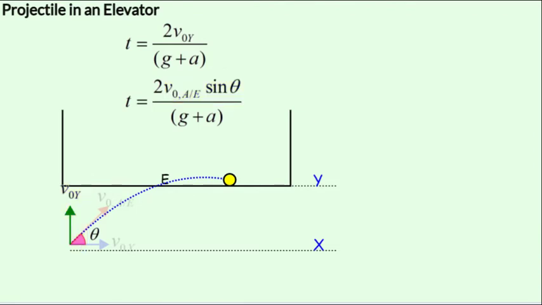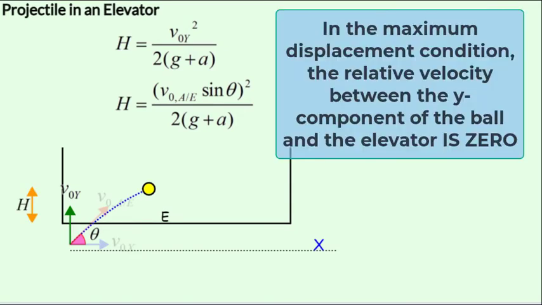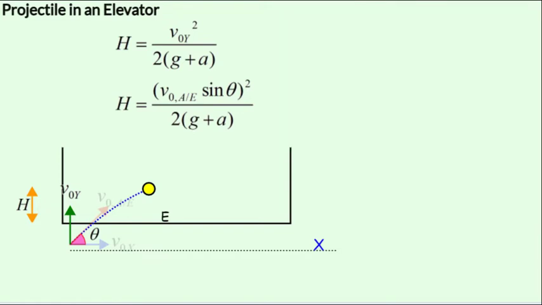Let's find the maximum displacement between the ball and the floor of the elevator. Now we use the concept that in this condition of maximum displacement, the relative velocity between the y component of velocity of the ball and the elevator velocity will be zero, just like we did when a ball was launched vertically. And when we substitute that into the third equation of motion, we obtain the maximum displacement as v0 a with respect to e squared times sine squared theta over 2 times g plus a.